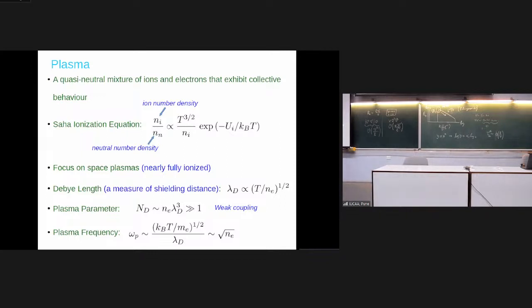Which will tell you the ratio of the number density of ions versus the neutral number density, which interestingly goes as a power of temperature, right? It's an interesting factor that you should look up. Of course, when there is nothing left to be ionized, what will you ionize? So ultimately, you get nearly fully ionized plasma in most space plasmas.